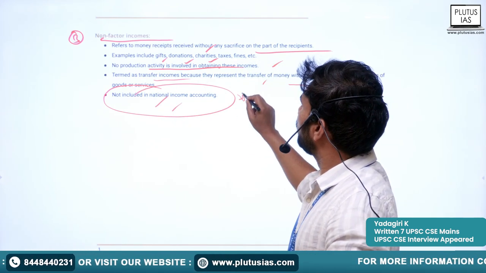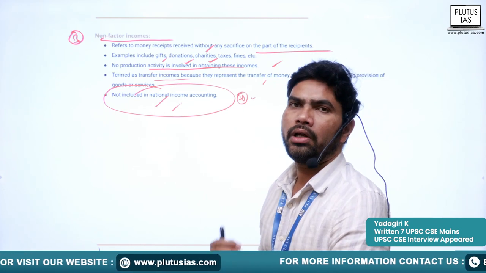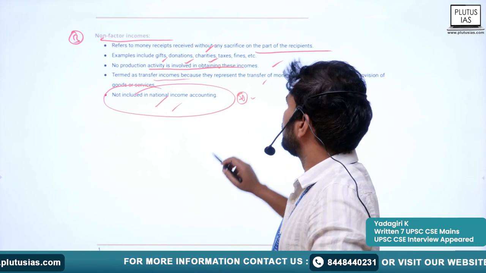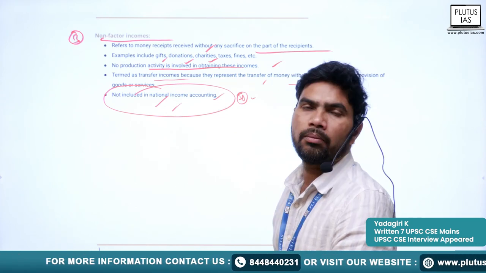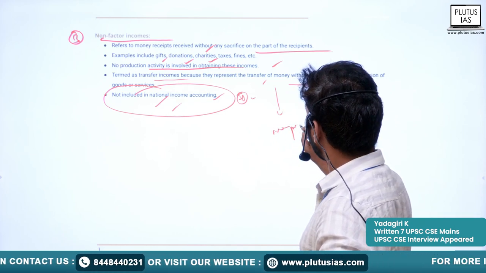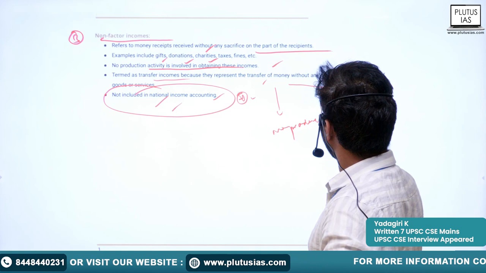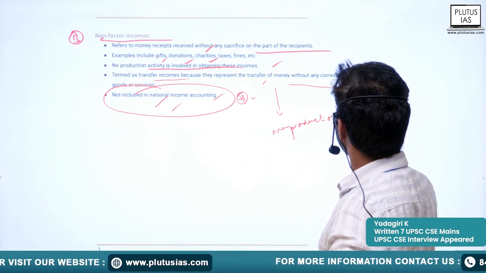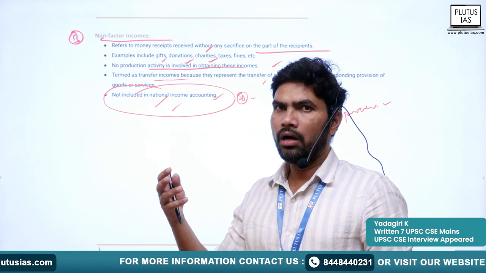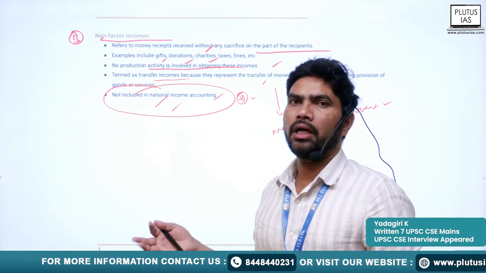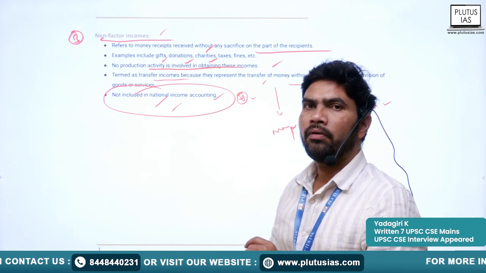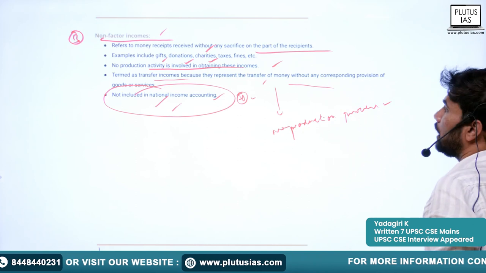So these non-factor incomes are not included in the national income accounting. This is a very, very important point. Try to remember this. The non-factor incomes are not included in the national income accounting because there is no production process involved. I mean, nothing new is created in that process. Because of that reason, the non-factor income will not be included in the national income.